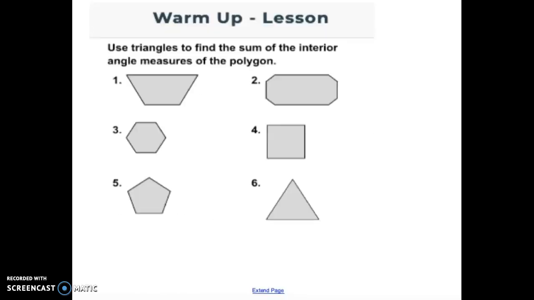All right, so you just completed that chart, and you should be able to absolutely whip through this in no time at all. You've already seen some of these angles from me. So use triangles to find the sum of the interior angles measure on these polygons. Pause the video, draw it out, or just write it down, whatever you want to do, or use that chart. I'll see you in a second.